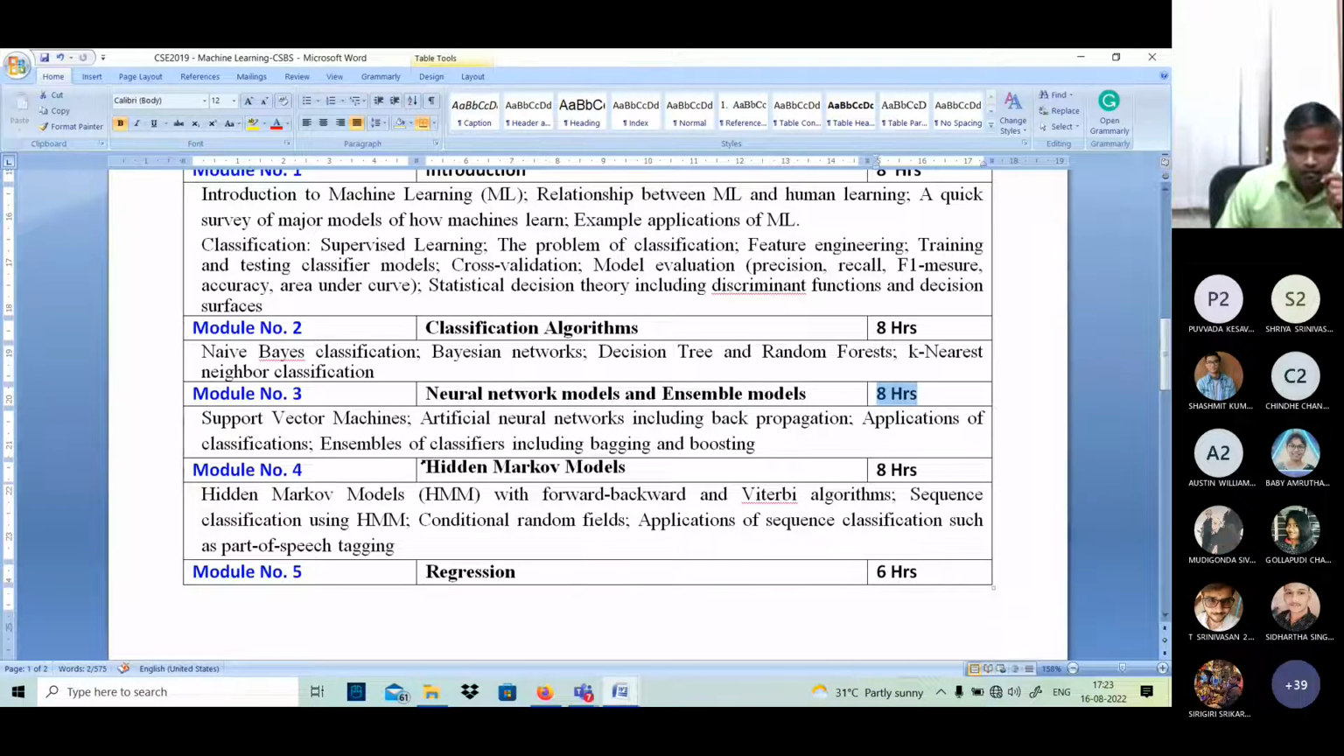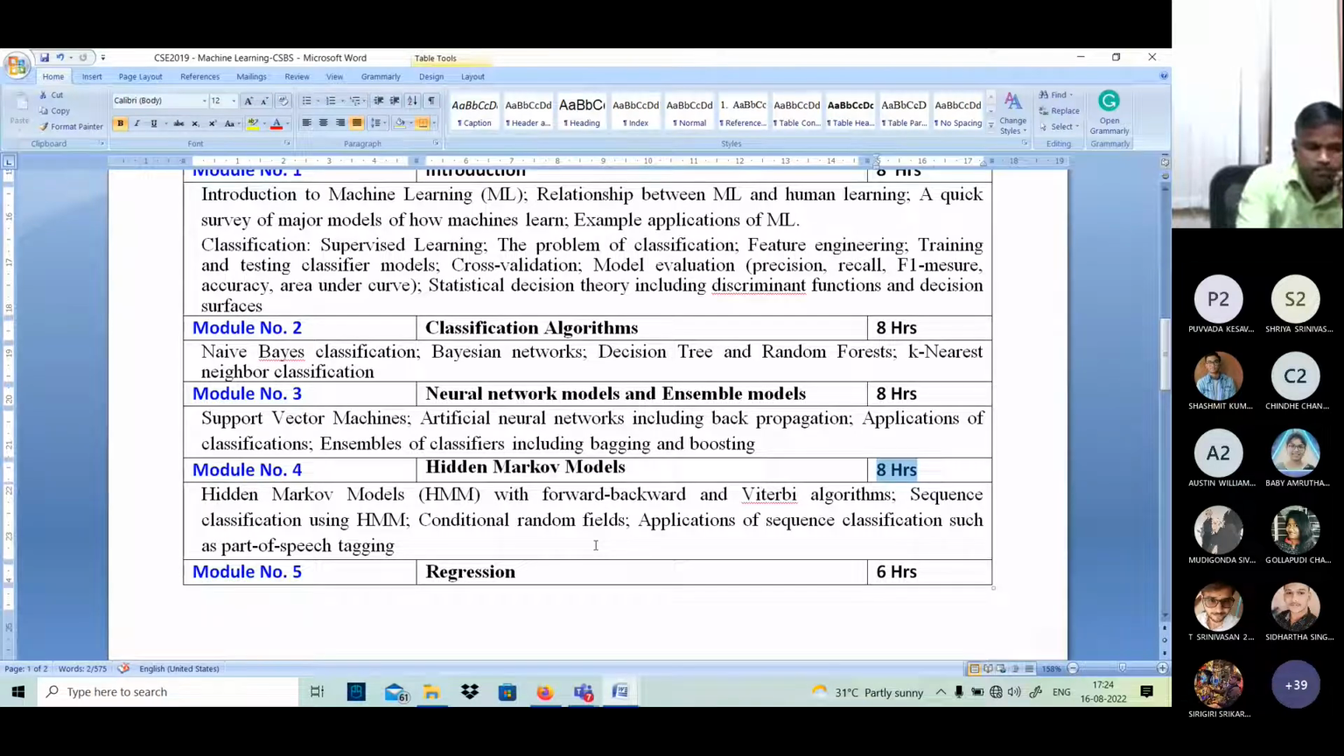Then the fourth module is related to the hidden Markov model. Here the hidden Markov model has three different algorithms: the forward algorithm, the backward algorithm, and the third one is the Viterbi algorithm, which is also useful to classify the given data. This hidden Markov model also is to be completed within 8 hours.